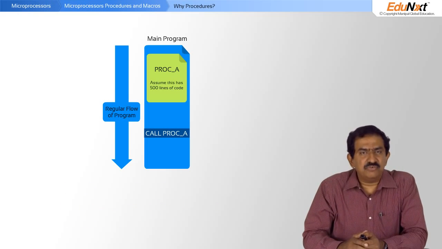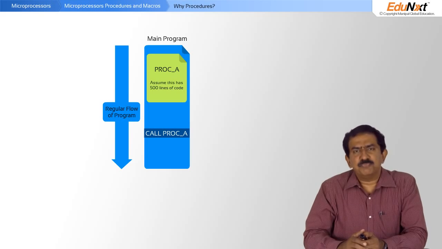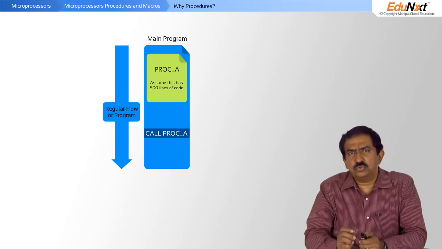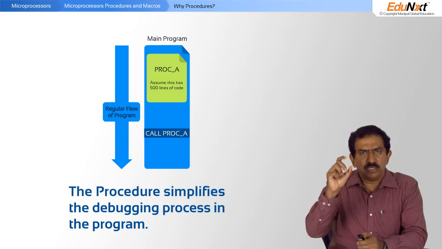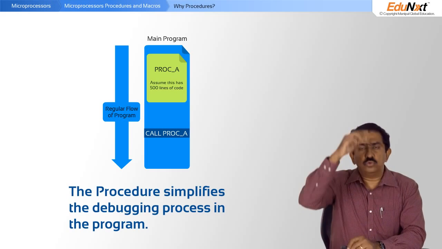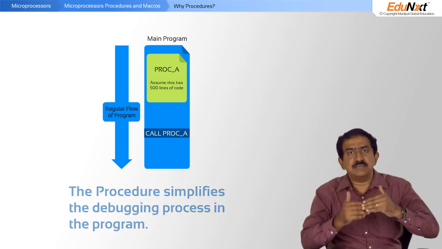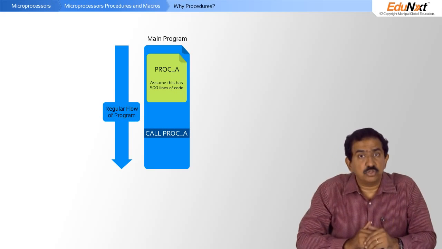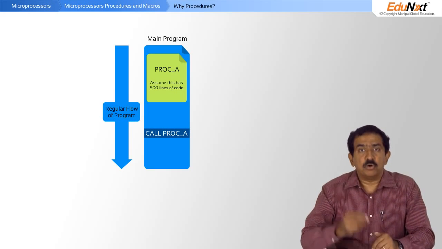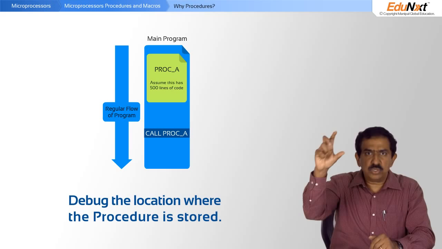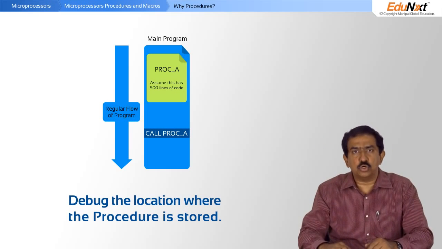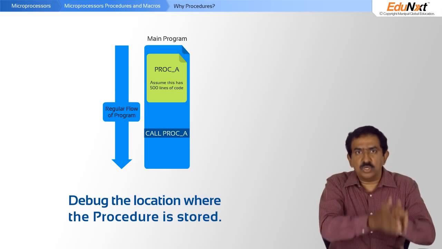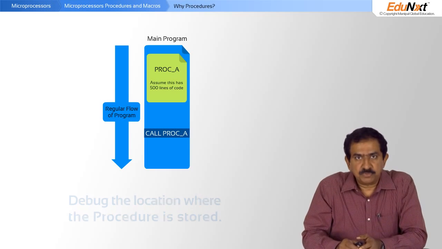And that's not the only reason, right? The procedure also helps you to debug the program only once, because if there is an error, you don't have to debug the error 100 times wherever you have inserted the procedure. All you have to do is debug that one location where the procedure is stored, and if that works, it will work all the 100 times.